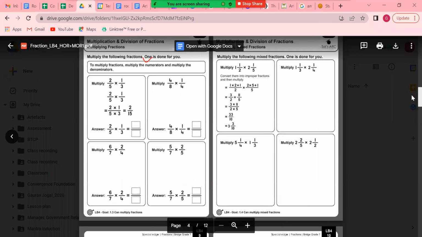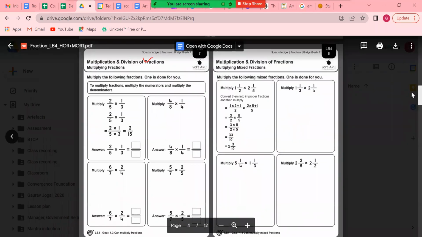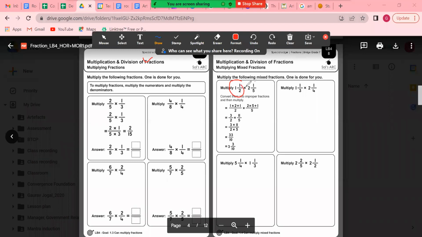If I go down, similarly here you have to solve this. Now when I come to this section, which is mixed fractions, first you have to convert these mixed fractions. For conversion, you have to remember the rules that we have seen last time, how to convert fractions. You multiply this, plus add this. So 1 into 2 plus 1 upon 2. Then both the numbers will be converted and then you will multiply and write the answer. Then again you have to convert it into a mixed fraction. This is also what we have done last time.